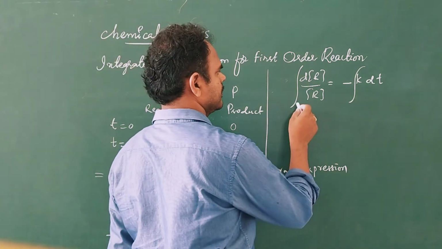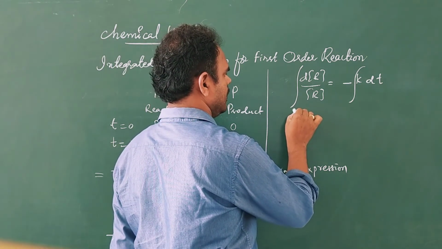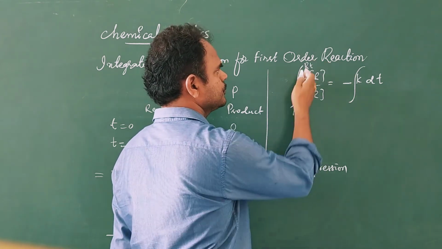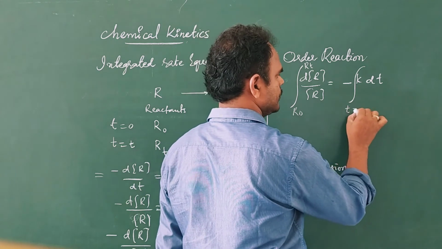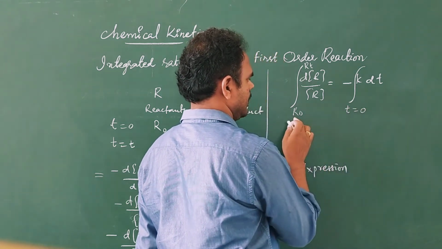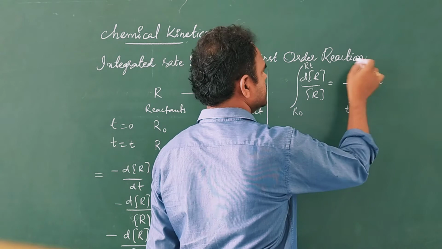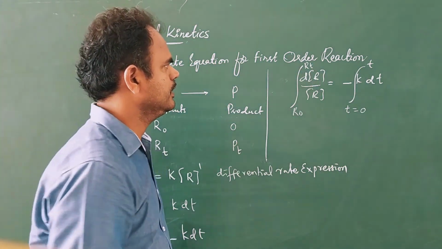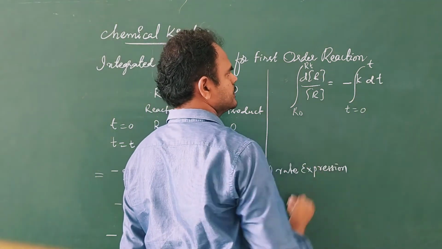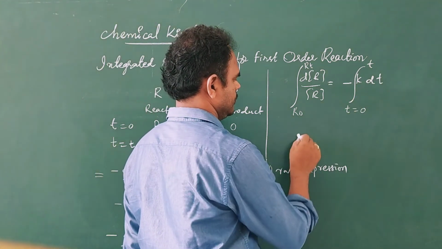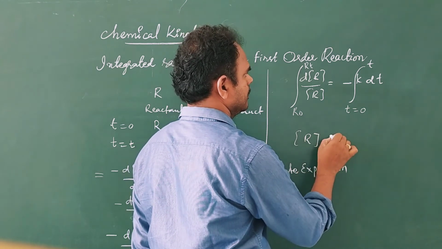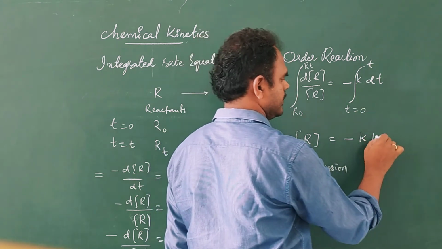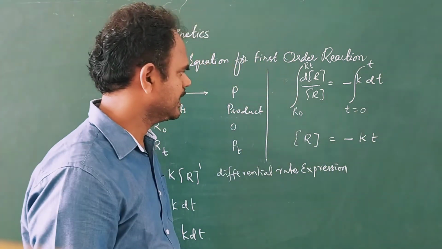So the integration limit, if you apply R0 to RT, initial to final, at t equal to 0 it is R0, and at time t it will be RT. So this is the integration. If you integrate, you will get ln R equal to minus KT, this is the equation we'll get.